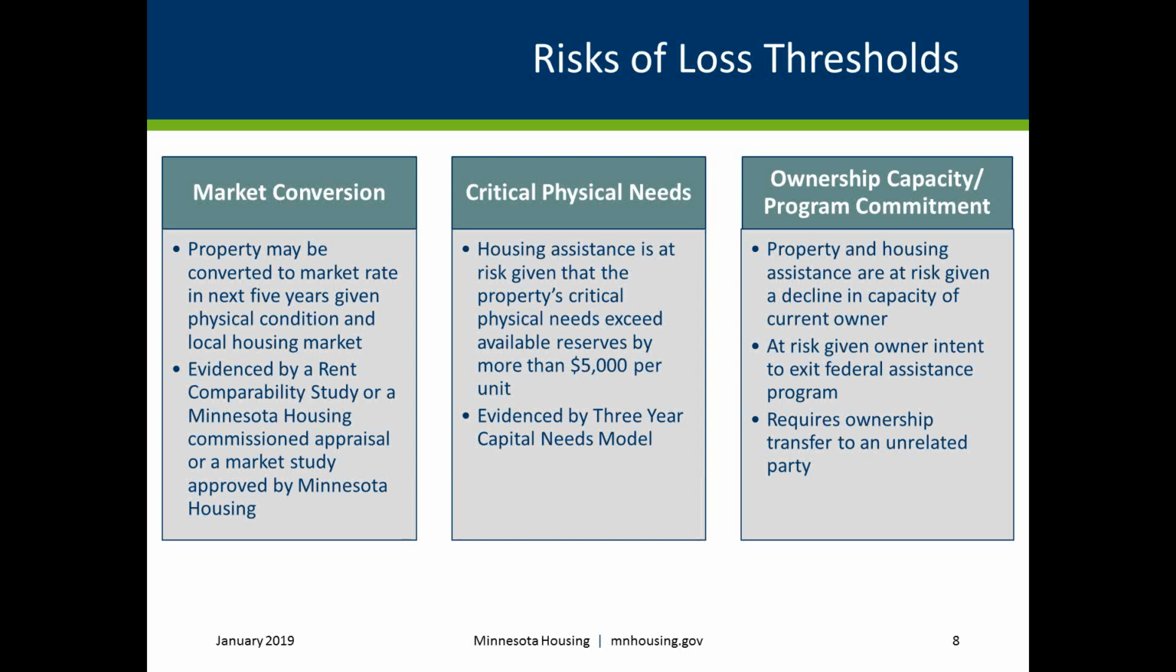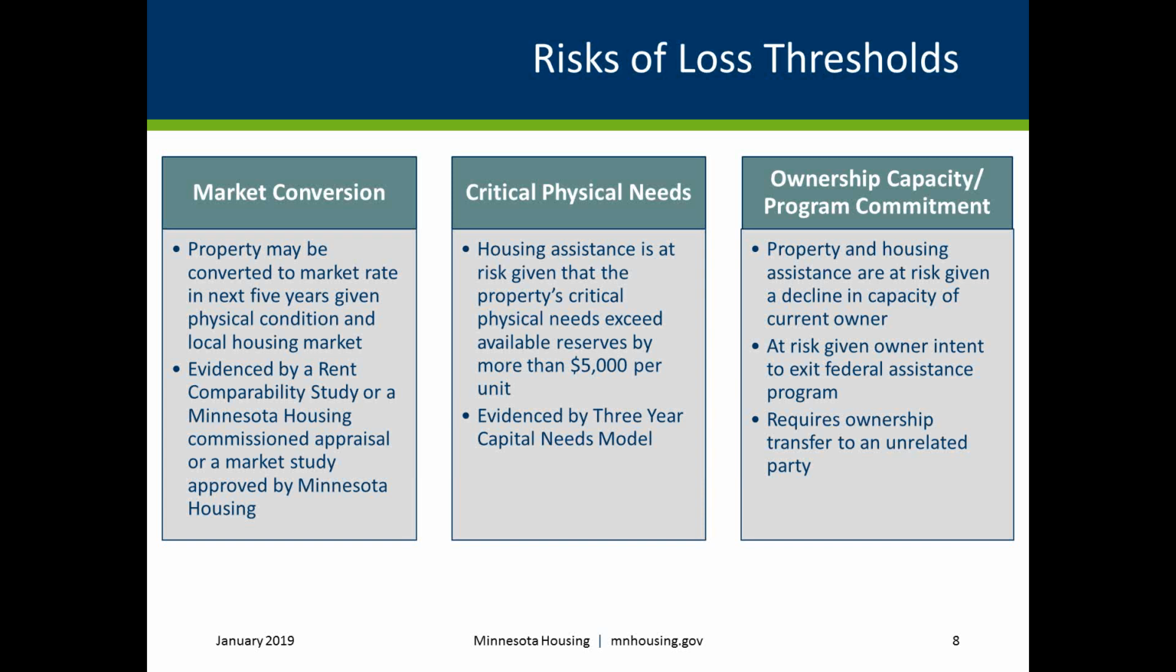This can be evidenced by a market study approved by Minnesota Housing. The 3-year conversion workbook has been eliminated. The critical physical needs risk is when the housing assistance is at risk because the cost to address the property's existing critical needs exceeds the amount of existing reserves by more than $5,000 per unit. This is evidenced by the 3-year capital needs model and other documentation.